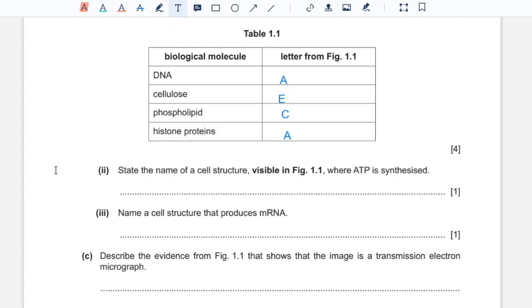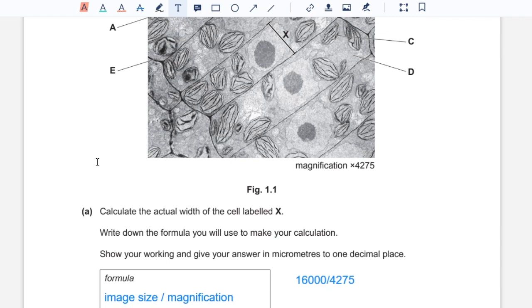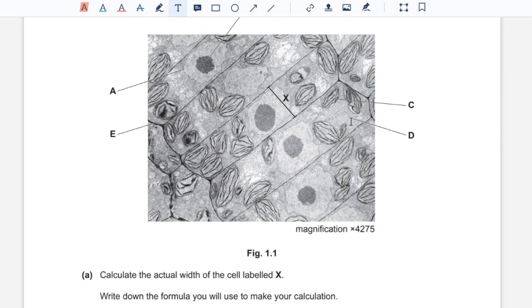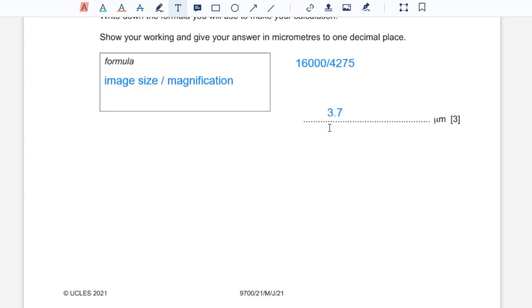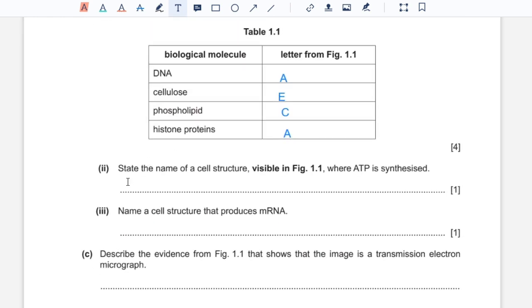State the name of a cell structure visible in the figure where ATP is synthesized. So that would be a chloroplast or mitochondria. These structures, which you see with lines, sort of like lines representing thylakoid membranes, are found in the chloroplast. So they synthesize ATP, which is why I'll write that down over here. 3. Name a cell structure that produces mRNA, and that would be the nucleus.